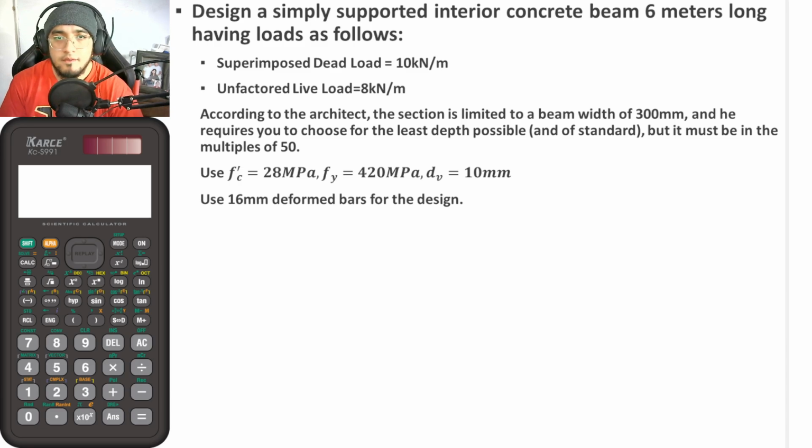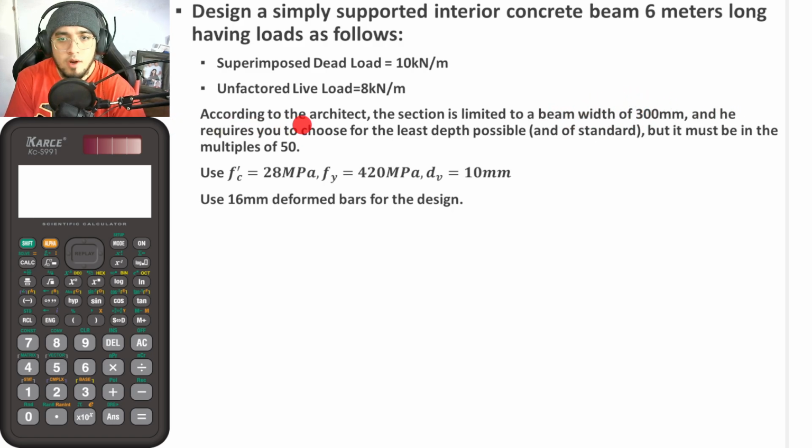Okay, so let us have this problem right here. Design a simply supported interior concrete beam 6 meters long having loads as follows. We would be having a superimposed dead load of 10 kilonewtons per meter and an unfactored live load of 8 kilonewtons per meter. According to the architect, the section is limited to a beam width of 300 mm. So basically, this is now our b sub w.